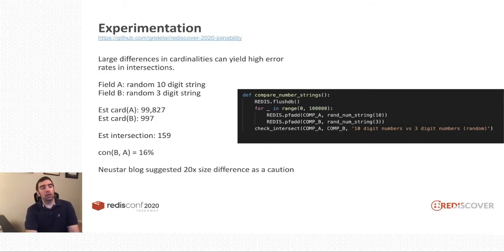In the Neustar blog, they suggested using 20 as kind of the multiplier. So if the cardinality between sets A and B differs by 20x, meaning one of the sets is 20 times or more larger than the other in terms of unique items, then you should be very cautious about trusting the results.